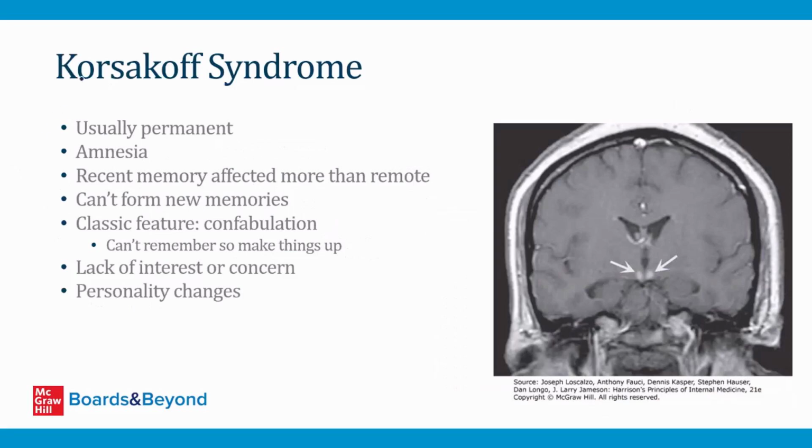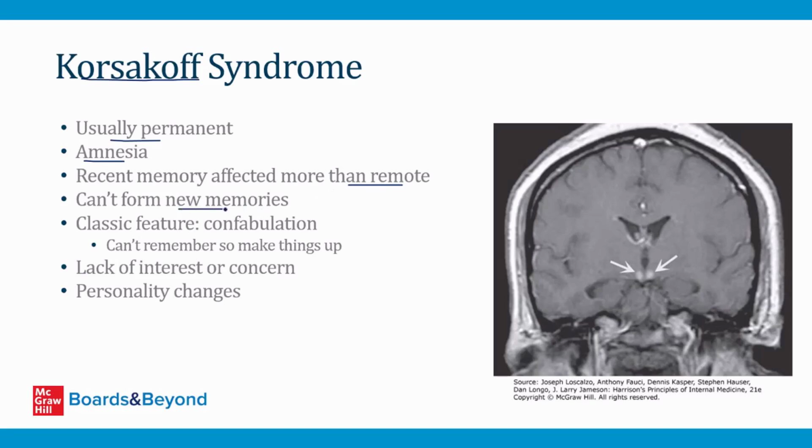And then Korsakoff syndrome is usually a permanent syndrome, as I mentioned before. It includes elements of amnesia. Recent memory is affected more than remote memory, so patients may not remember things that just happened, but they will remember things in their remote past. In particular, patients have trouble coming up with new memories.